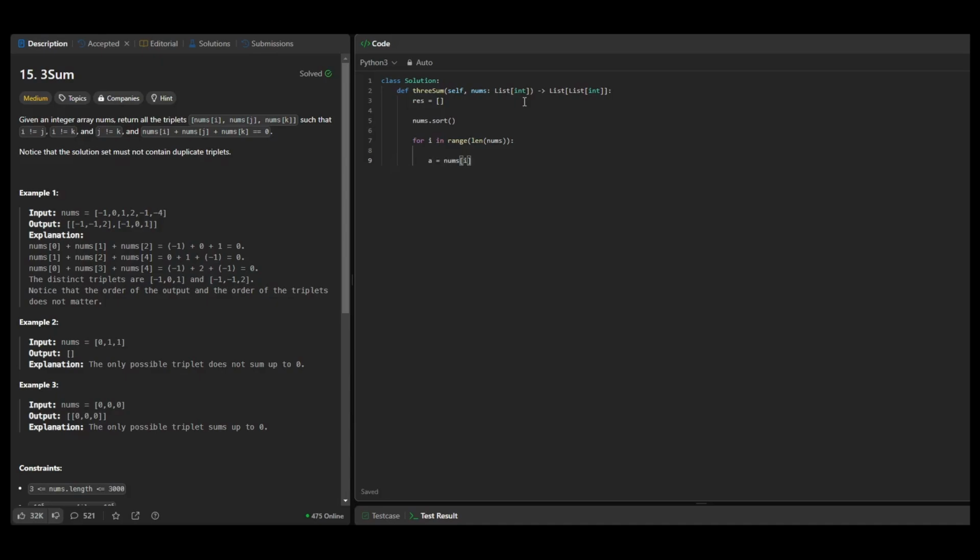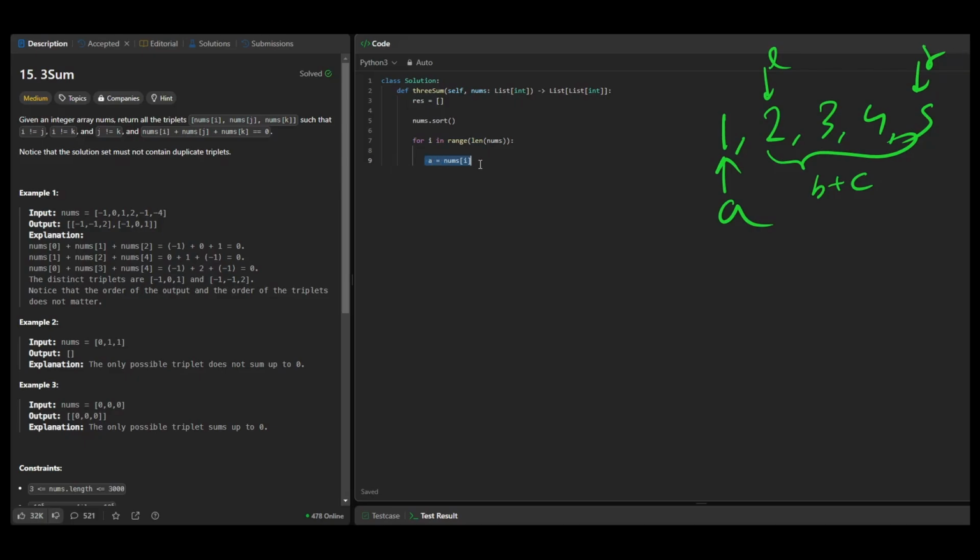So if I draw the diagram for simplicity, I have something like this. So 1, 2, 3, 4 and 5, we have a sorted list. So over here it's A, and over here we are trying to find out B plus C, and over here we would have the left pointer, and over here we would have the right pointer.